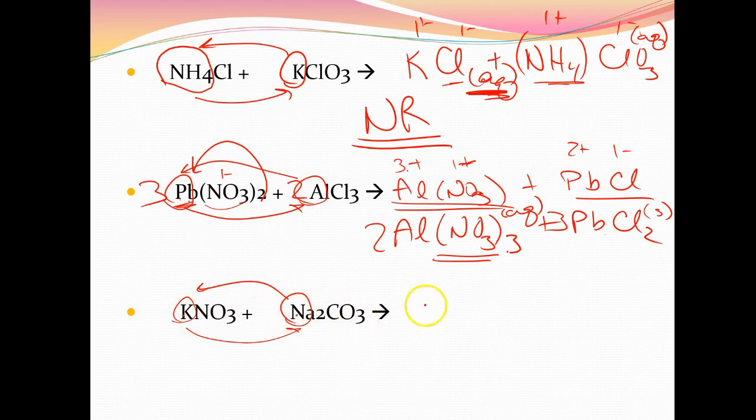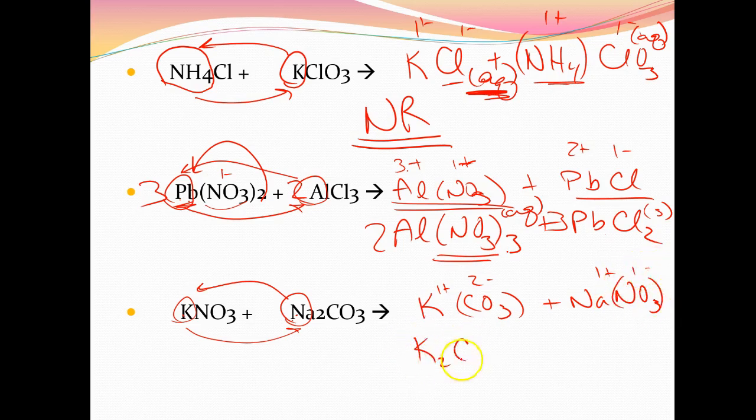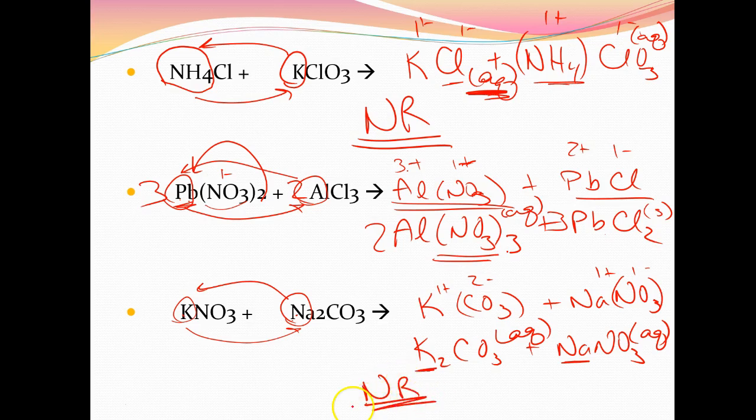Okay, here I'm going to have the K switch with the CO3, and I'm just writing in the charges because I already know what they are, and the Na with the NO3. When I drop and swap, I get K2CO3 and NaNO3. And again, you have to figure out if one is a solid. Well, one of my first rules says anything with nitrate is automatically aqueous. Also, in the 2nd rule, anything with sodium and potassium is automatically aqueous. Therefore, this is no reaction. Don't need to balance it if there's no reaction.